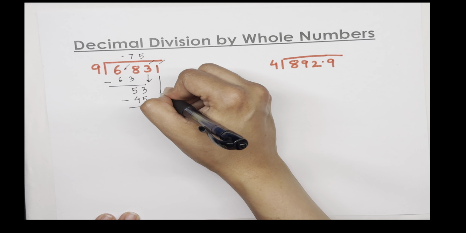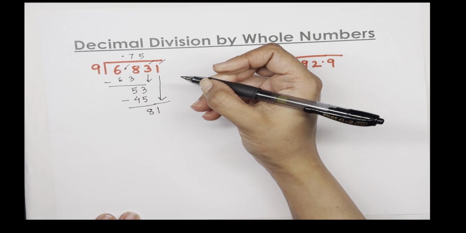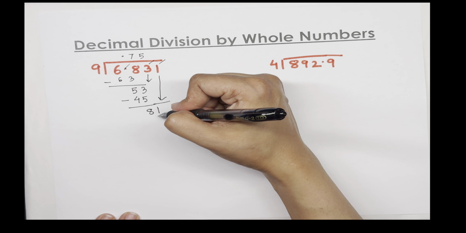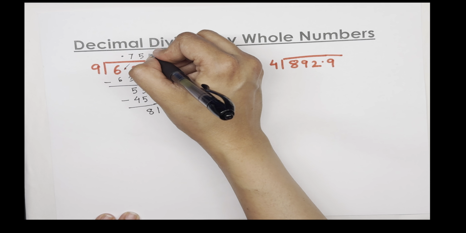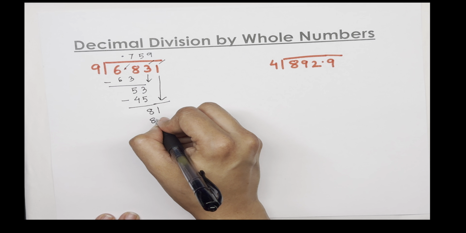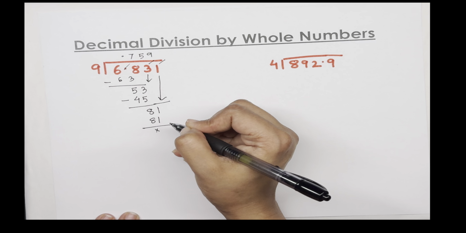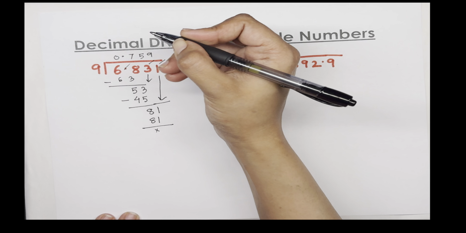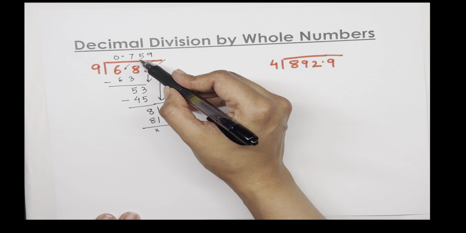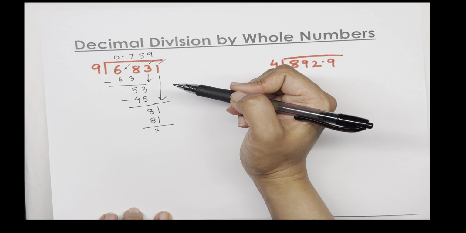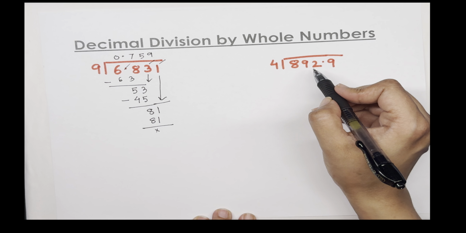Last digit is 1. Let's bring it down. Think about 9's table. Try to go close to 81. We know 9 times 9 is 81. So the quotient is 0.795. Let's go to the next example.